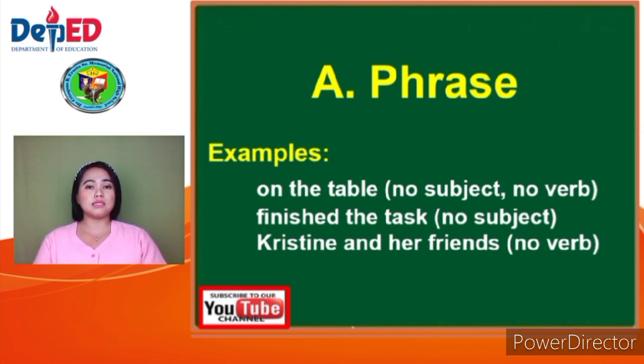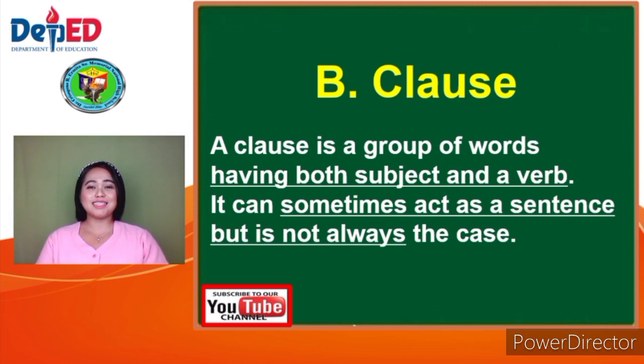It usually consists of an article, preposition, or noun. A phrase acts as a noun, an adjective, or an adverb in a sentence, so it can also be defined as a group of related words which lacks a subject and a verb that acts as a single part of speech in a sentence. A clause is a group of words having both subject and the verb. It can sometimes act as a sentence, but it's not always the case.